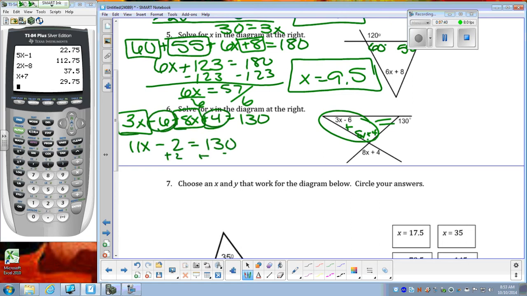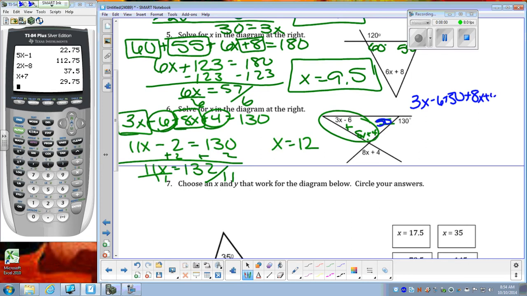Add 2. Divide by 11. I get that x equals 12. I could have done, I know this angle has to be 50 because it makes a line with the 130. So I also know that 3x minus 6 plus 50 plus 8x plus 4 has to equal 180.